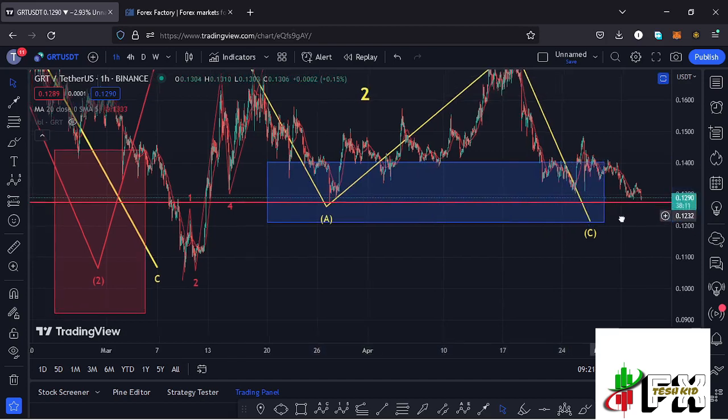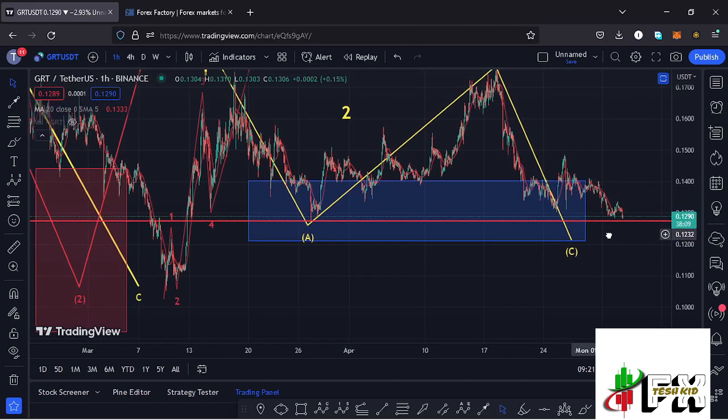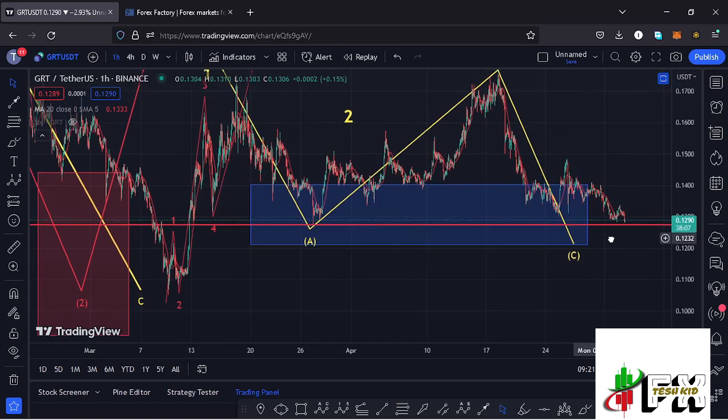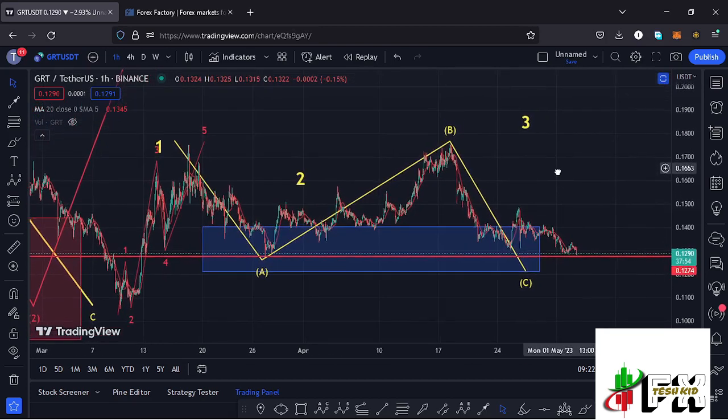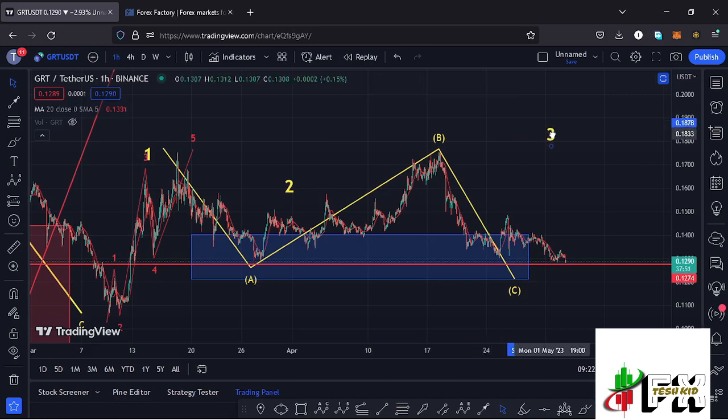So there are high chances that in case the breakdown continues here on the GRT chart, we are going to see one more leg down below the $0.1274 mark in the formation of that wave 2. And once the low is in, then we can expect our massive pump to the upside in the formation of this wave 3, and also expect a 5-wave structure to play out. So that is what I'm expecting here on the short-term scenarios, and also on the long-term scenarios here on the GRT chart.